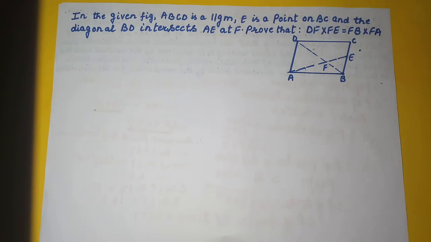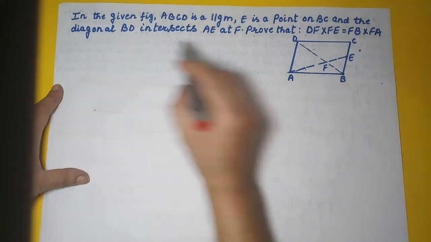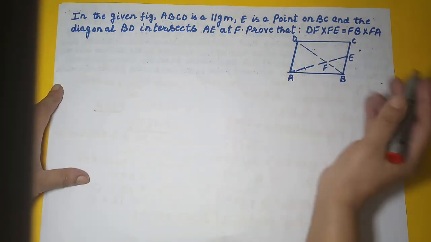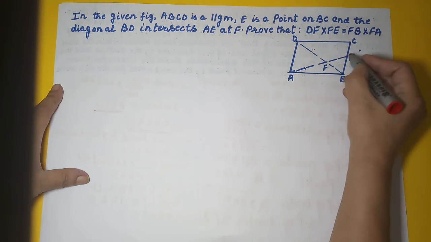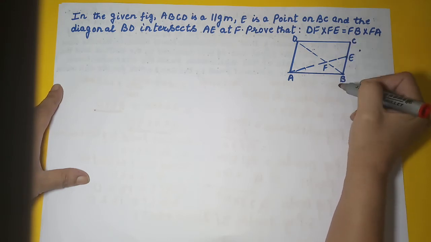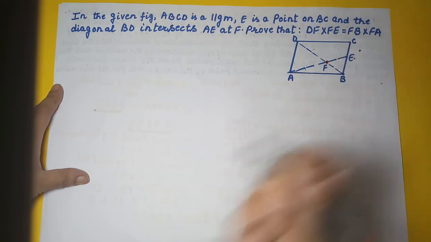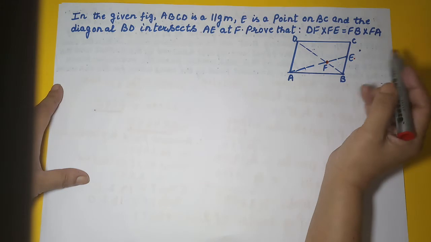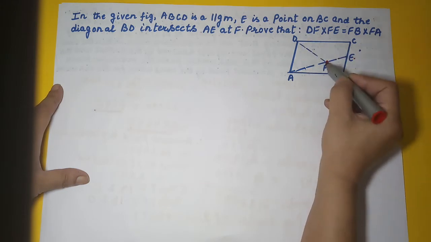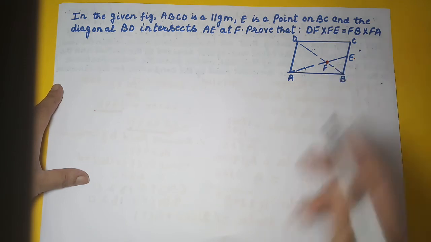We are continuing with the similarity of triangles. Here, the question is, in the given figure, ABCD is a parallelogram and E is a point on BC and diagonal BD intersects AE at point F, right? And we have to prove that DF into FE is equal to FB into FA.